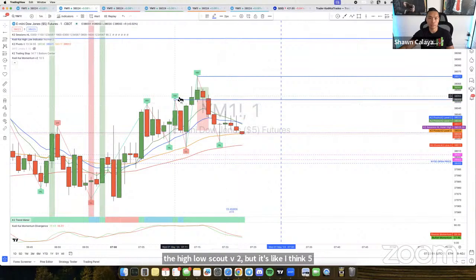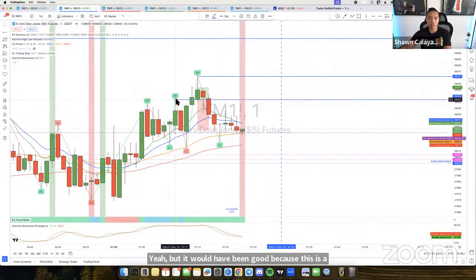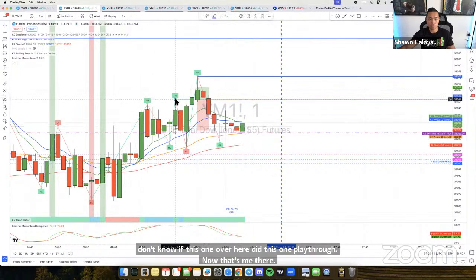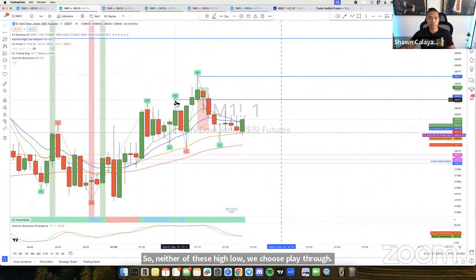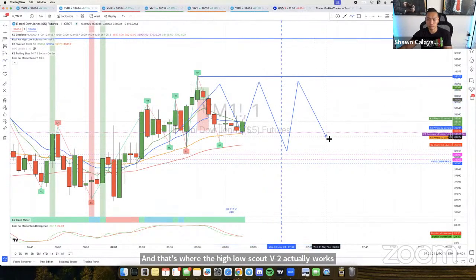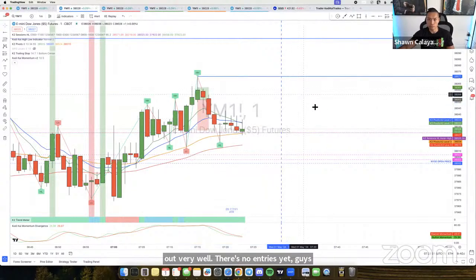Yeah, but it would have been good because this is a ranging market, so that's where the high-low scalp V2 actually plays very well. I don't know if this one over here, did this one play through? No, this one neither. So neither of these high-low V2s played through. But if this one did pop back up, I would have been okay with that, because the market's going back and forth, and that's where the high-low scalp V2 actually works out very well. There's no entries yet, guys. I'm still looking for entries. I'm just looking at the questions here as well.